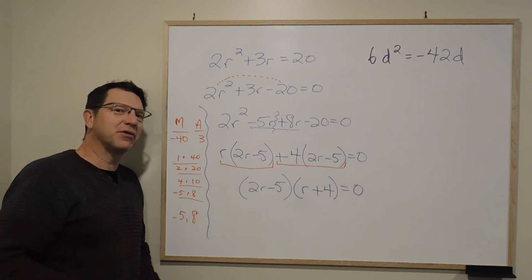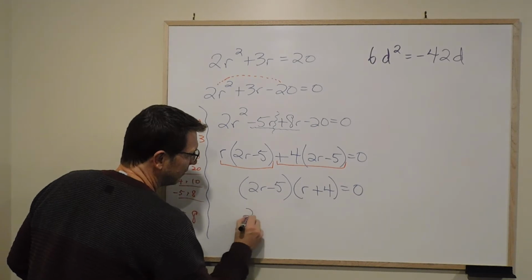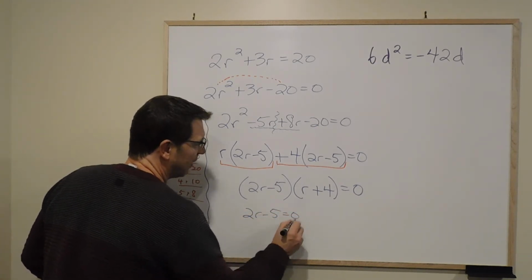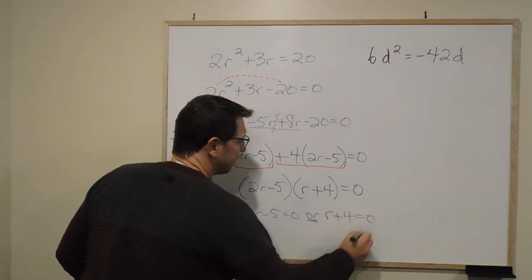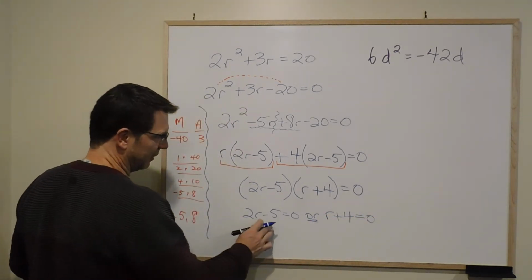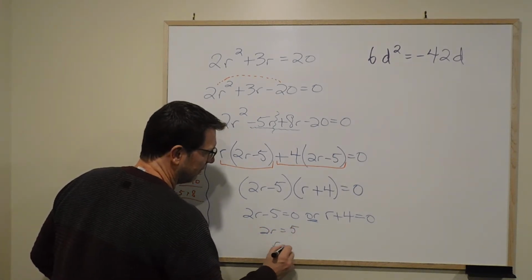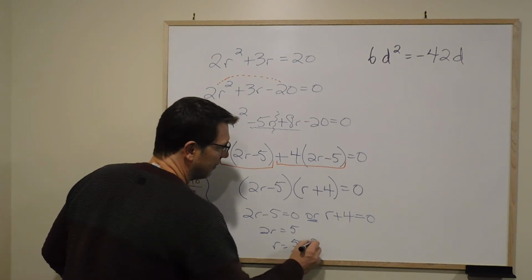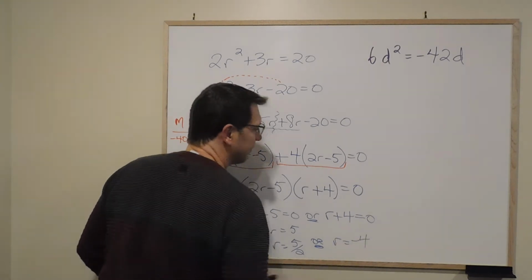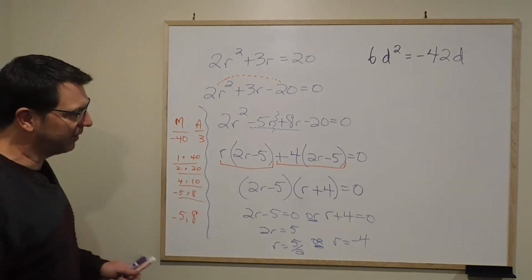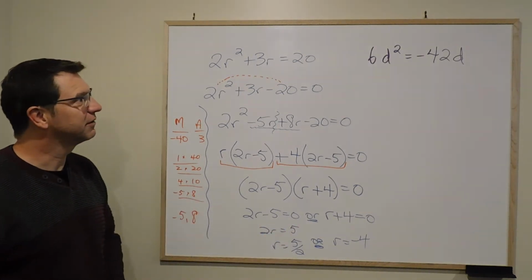Then we can use that zero product rule and say, if this bracket and this bracket equals 0, then it's only true if that bracket equals 0 or this bracket equals 0, right? So 2r would equal 5 and r would equal 5 over 2, or, remember it's an or, r would equal negative 4, okay? And that's our two possible answers, 5 over 2 and negative 4, right?